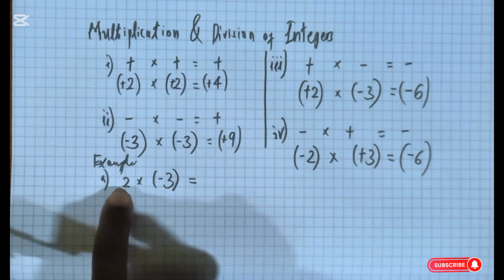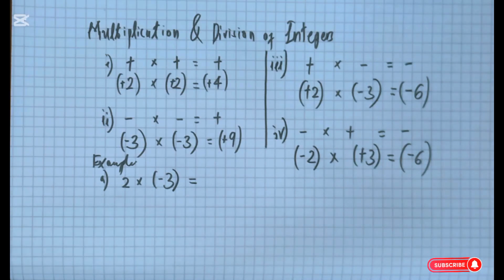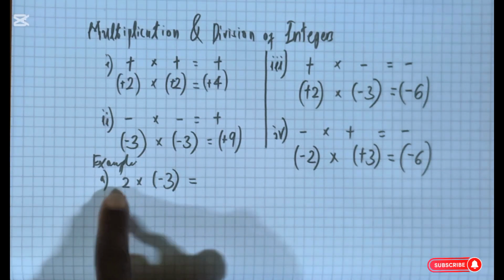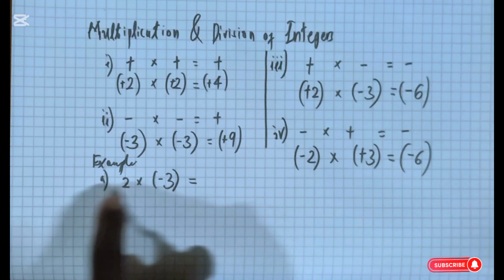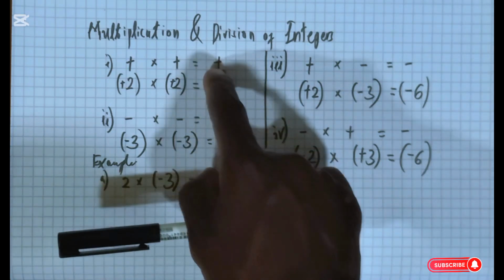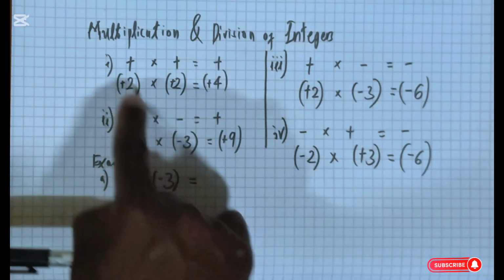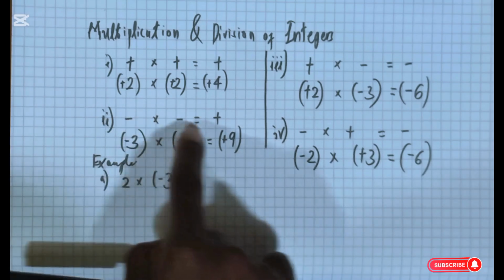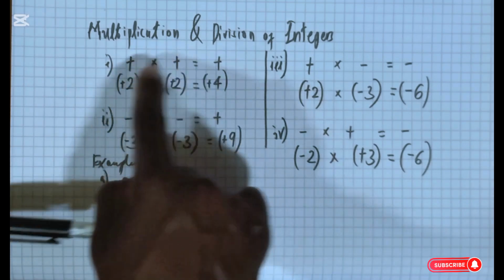So 2 is a positive number, negative 3 is a negative number. So it's a positive times a negative number. Those are different signs. Remember, the only time we get positive answers is when the signs are the same. All of them are negative, all of them are positive.